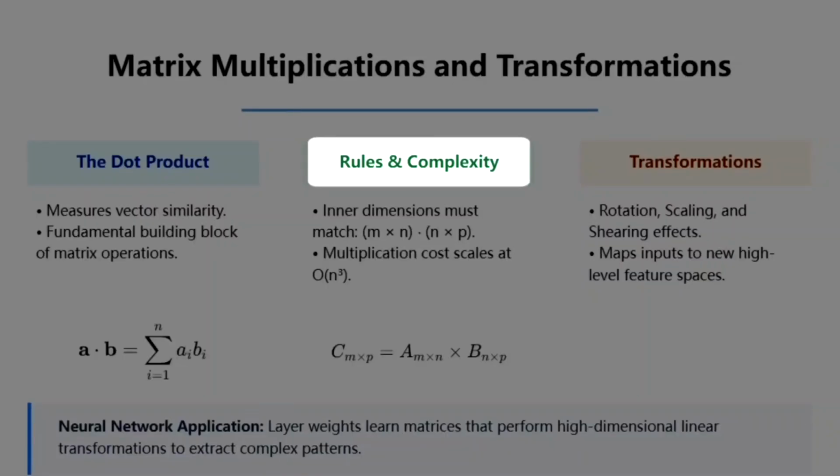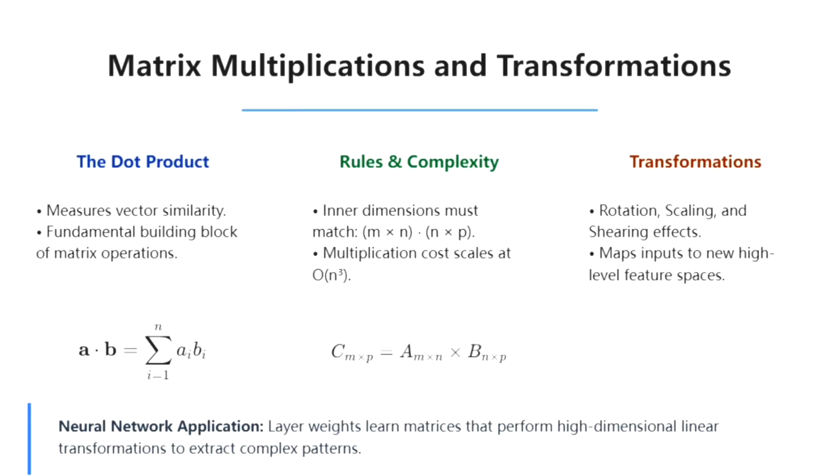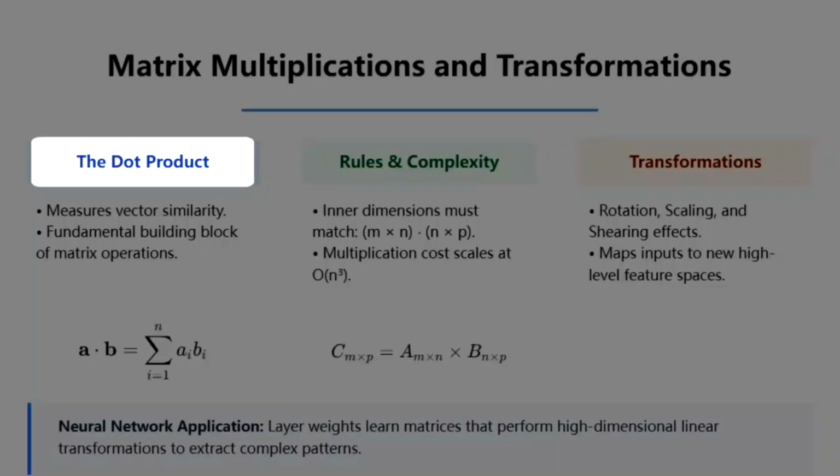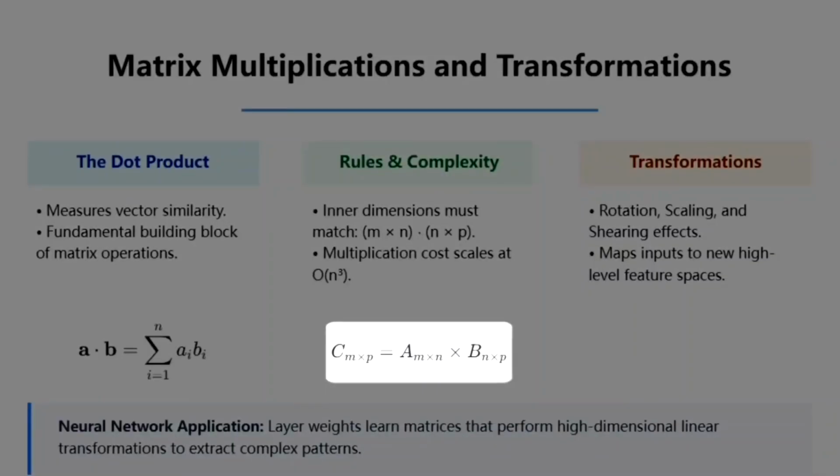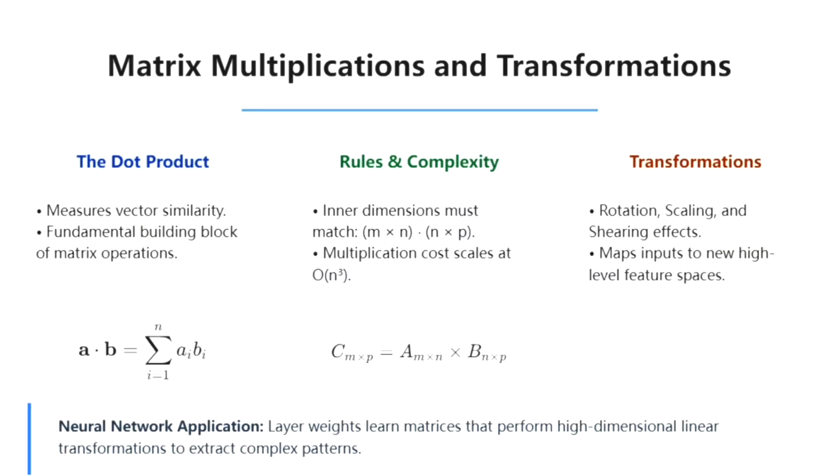When we scale up to full matrices, we must follow strict rules. As you can see here, for a multiplication to be valid, the inner dimensions must match, meaning the number of columns in our first matrix must equal the rows in the second. The resulting matrix, C, takes its size from the outer dimensions. Managing the computational complexity of these operations is why high-performance GPUs are so critical for modern AI.